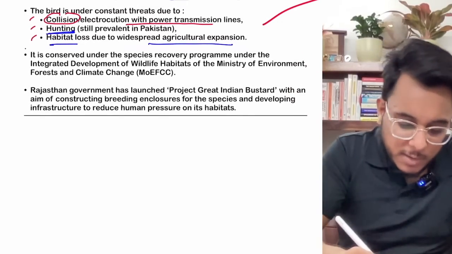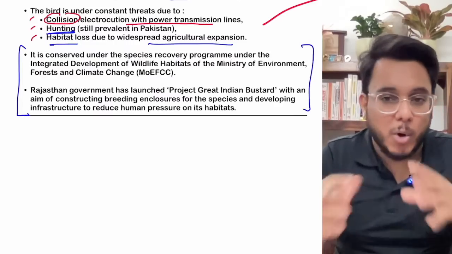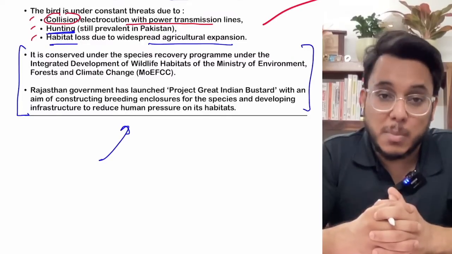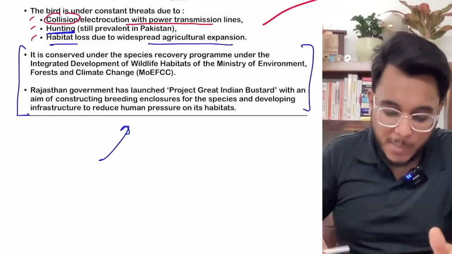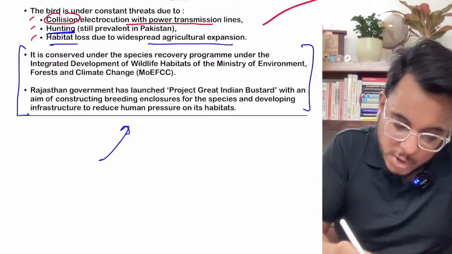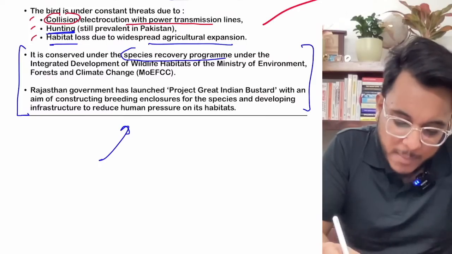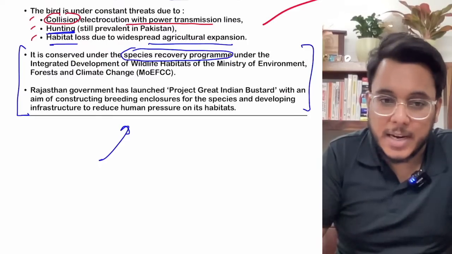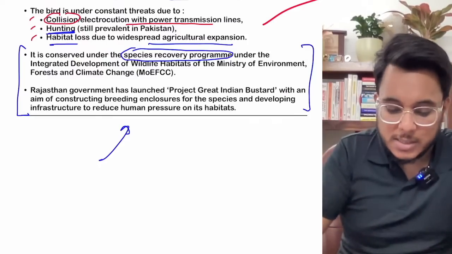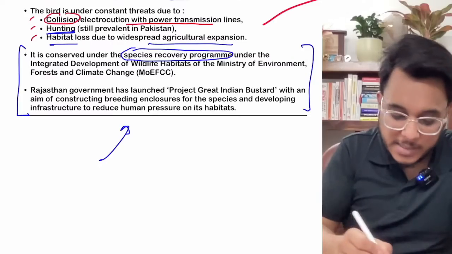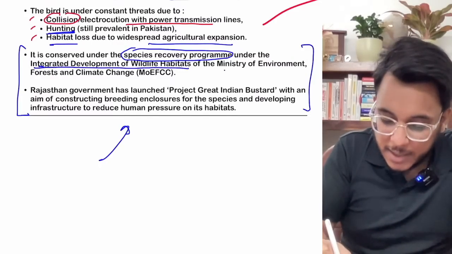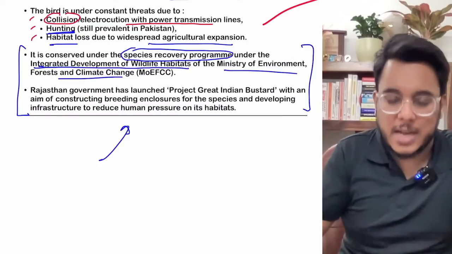So for the great Indian bustards, I have also given you in the handout itself the conservation plans that are being taken by the government. First of all, there is the species recovery program, and under it the great Indian bustards are being recovered and conserved. The species recovery program is under the Integrated Development of Wildlife Habitat, and it is being run by the Ministry of Environment, Forest and Climate Change.